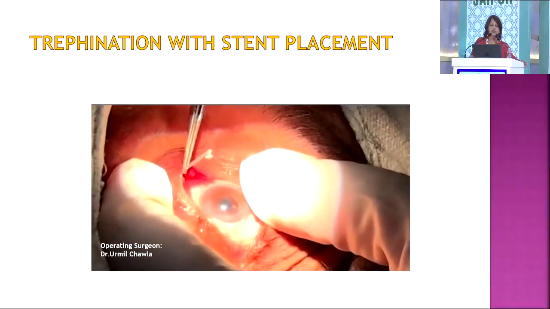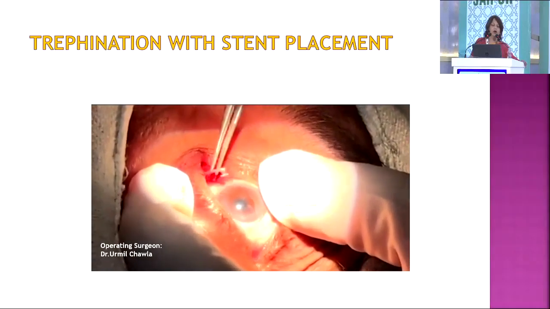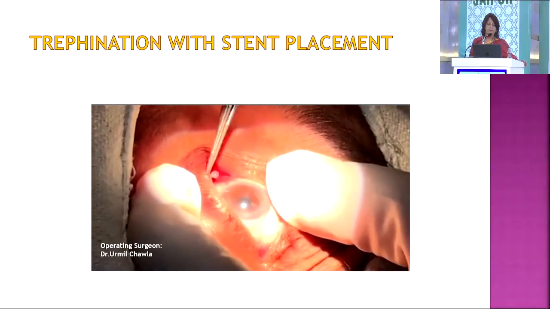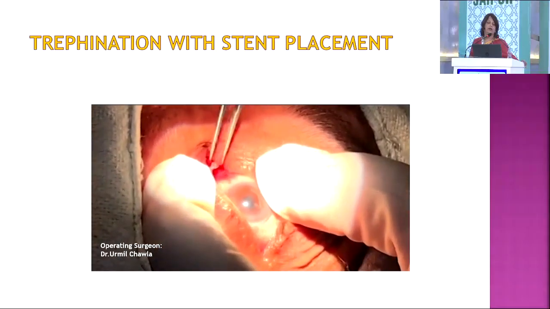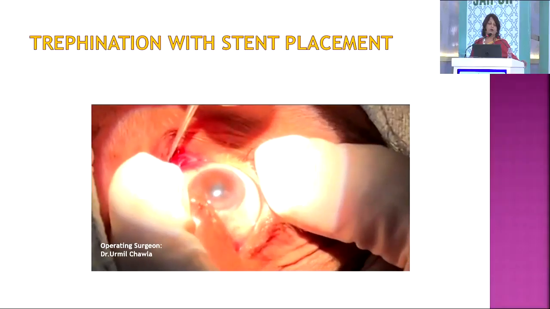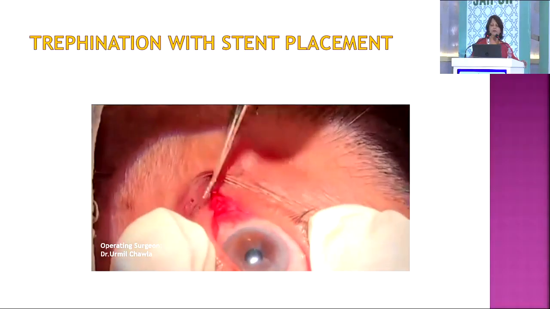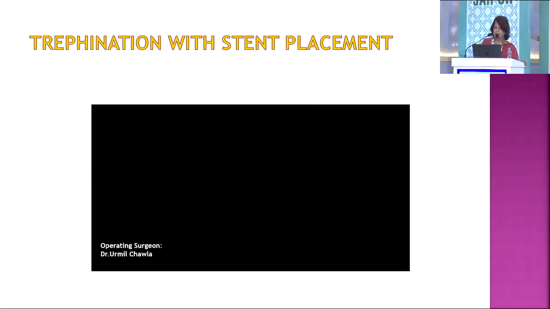You pass it through the punctum, and a little bit of effort is needed to fix the collarette. With the help of the probe, or sometimes I have even used a dilator, you push the collarette inside, and it fits snugly with the punctum. This is how it is done. It's quite a simple technique, and we can go ahead with it.